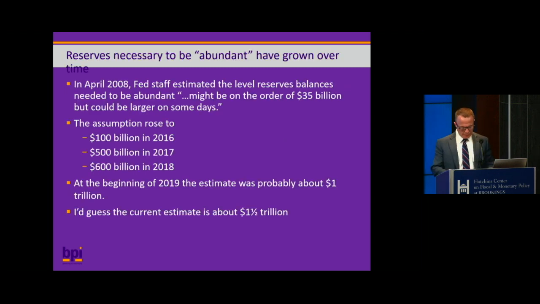Now, the quantity of reserves that the Fed has judged to be necessary for reserves to be abundant has grown remarkably over time. In April 2008, when the Federal Reserve staff first considered the possibility of operating policy with an abundant reserves framework, staff estimated that the level of reserves needed might be on the order of $35 billion, but could be larger on some days. The assumption rose to $100 billion in 2016, $500 billion in 2017, and $600 billion in 2018.